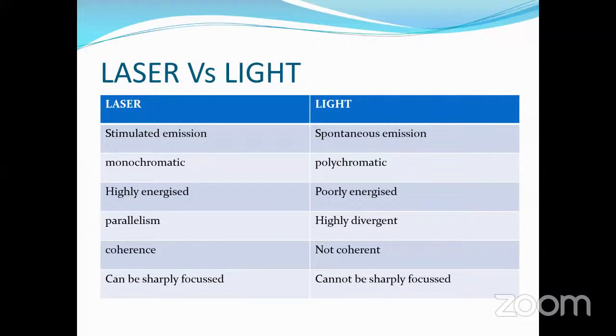So what are the differences between laser and light as such? Laser is a stimulated emission, whereas light is a spontaneous emission. Laser is monochromatic, with only one color, while light is polychromatic. Laser is highly energized because it is very focused. Laser shows parallelism, while light is highly divergent. Laser is coherent, light is not. So laser can be sharply focused while light cannot.